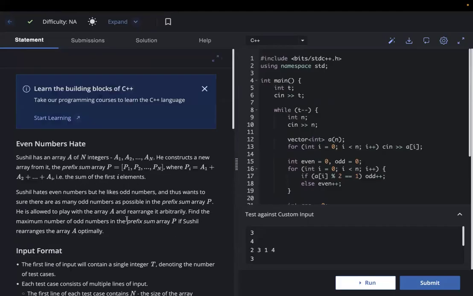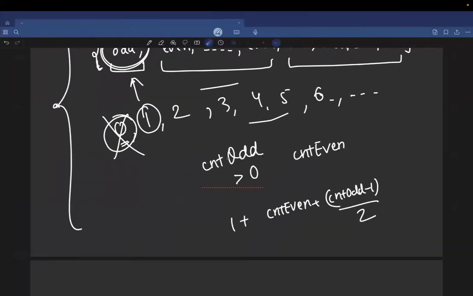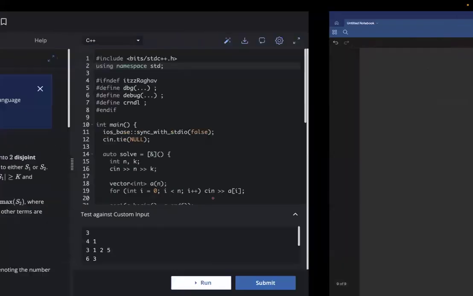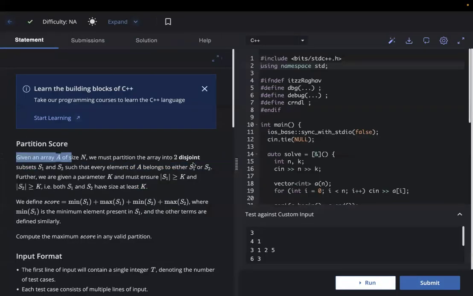Yeah, I think we can move on now. So this is the fourth problem, I think, which says that given an array, we have to partition it into two distinct sets, S1 and S2.